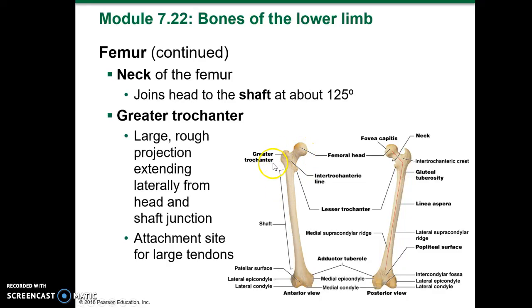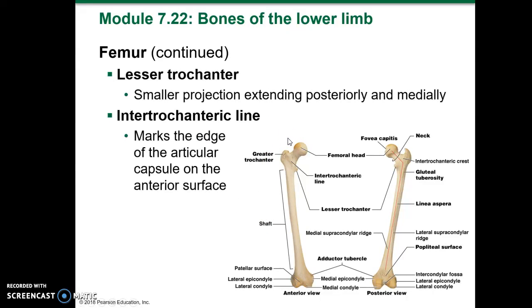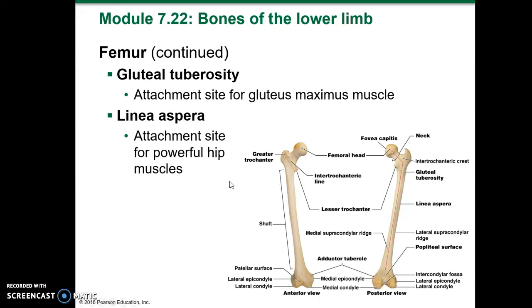You have a greater trochanter, which is the large rough projection that extends laterally from the head and shaft. This is also the attachment site for very large tendons. You have the lesser trochanter, which is on the inside. It's a smaller projection. You also have the intertrochanteric crest and line. This marks the edge of the articular capsule on the anterior surface.